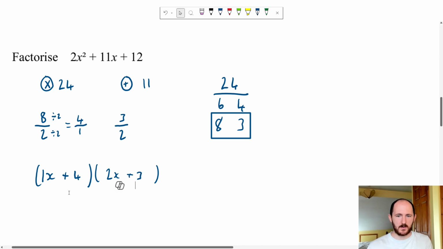4 times 3 gives me 12. 1x times 2x gives me 2x squared. 3x plus 8x does give me 11x. So yet again, it works.